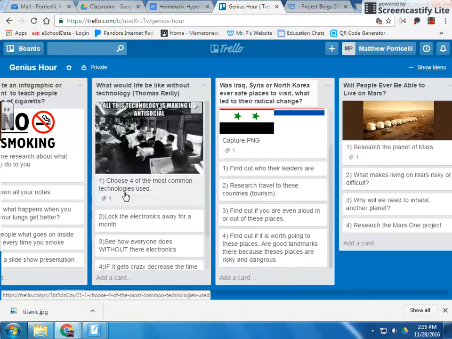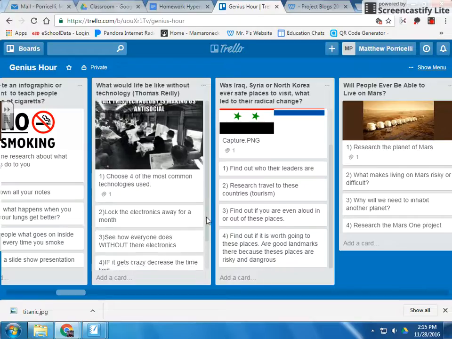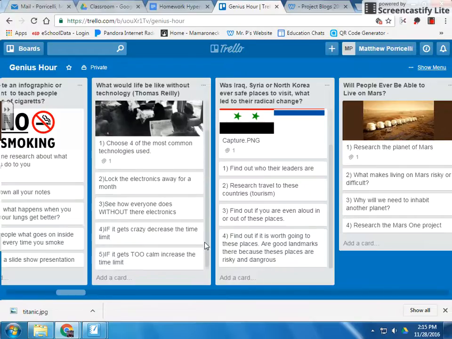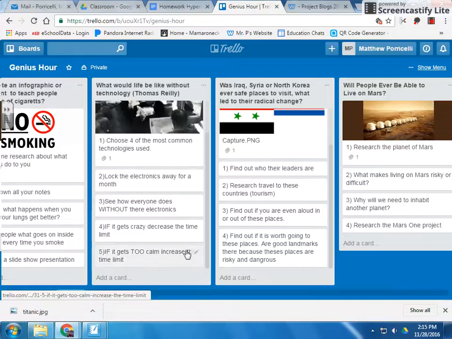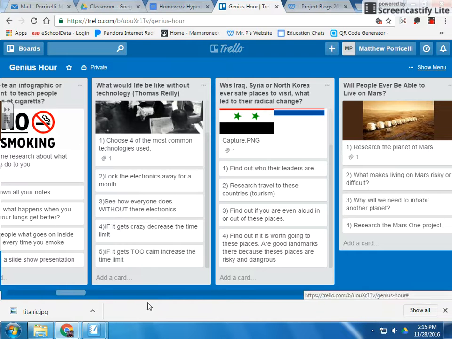So for example, if we look at this one, the essential question is, what would life be like without technology? Here's the picture. And then his steps were to choose 4 of the most common technologies used, to lock the electronics away for a month, to see how everyone does without their electronics, and if that gets crazy, decrease the time limit. If it gets too calm, increase the time limit. So he was very thoughtful about the ways he would measure the effects of his question.